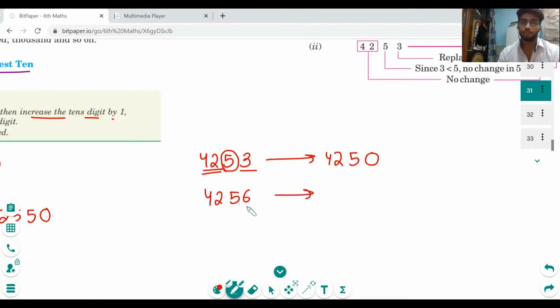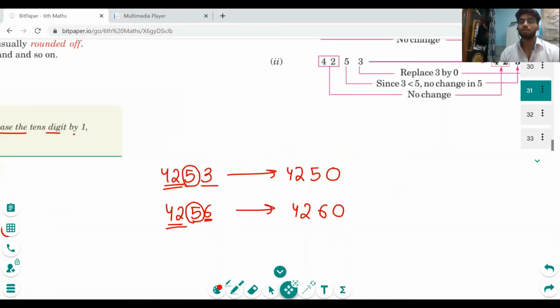Okay. Now, obviously, I will convert this equal to 0, but now this is greater than 5. So this will increase by 1. And if I increase 5 by 1, I will get 6. Yes, and keeping the rest the same. You don't have to do anything apart from tens. So this is how we round off to the nearest tens. Hopefully this is clear.